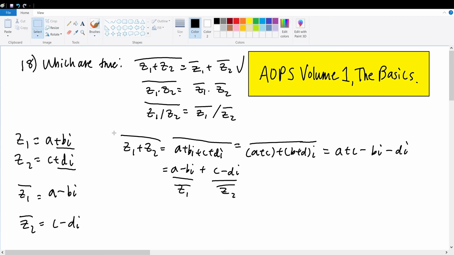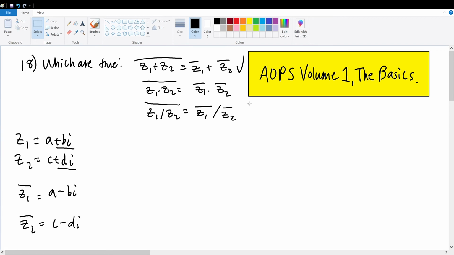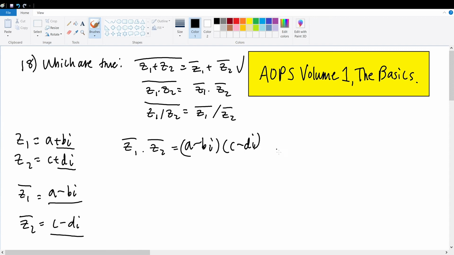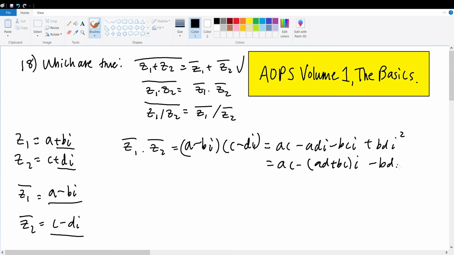And what about the multiplication and division? Well, that is the same process and application of the definitions for z1 and z2. And for the multiplication of the conjugates, let us first evaluate the conjugates of the two separately. So the conjugate of z1 is a minus bi, the conjugate of z2 is c minus di. So if we write that in, it's a minus bi times c minus di. And we can expand it if we want. So this becomes ac minus adi minus bci plus bdi squared.